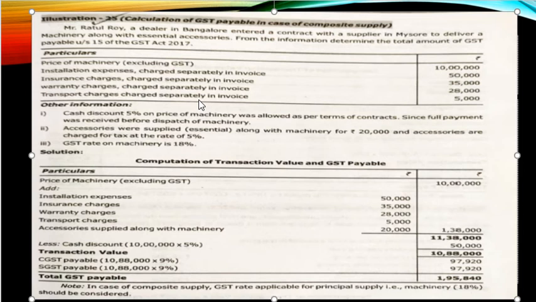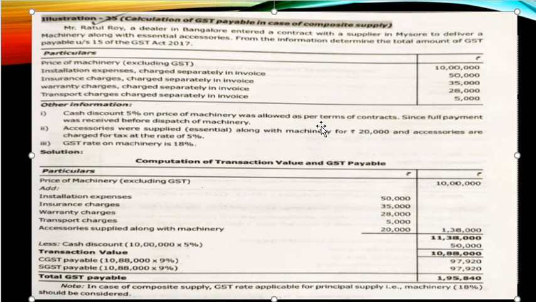So what are the other accessories which have been rendered? In the other information we have information regarding it. Cash discount 5% on price of machinery is given. So they have given a discount here. As we know, discounts will be minus at the end before finding out the total transaction value. Then they have given here cash discount 5% on price of machinery was allowed as per terms of contract since full payment was received before dispatch of machinery.